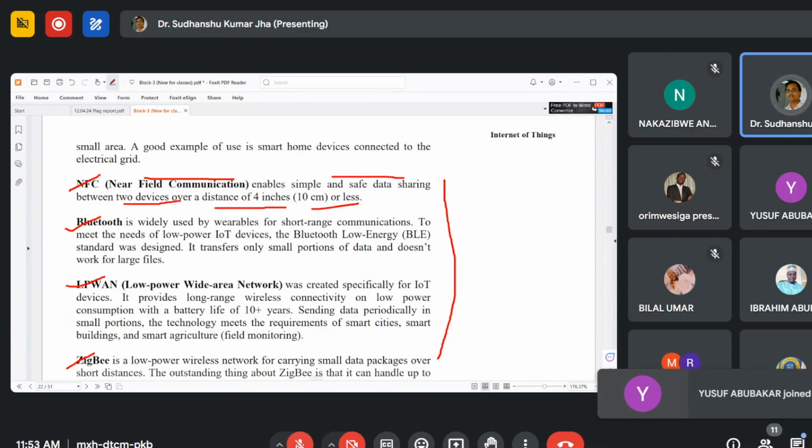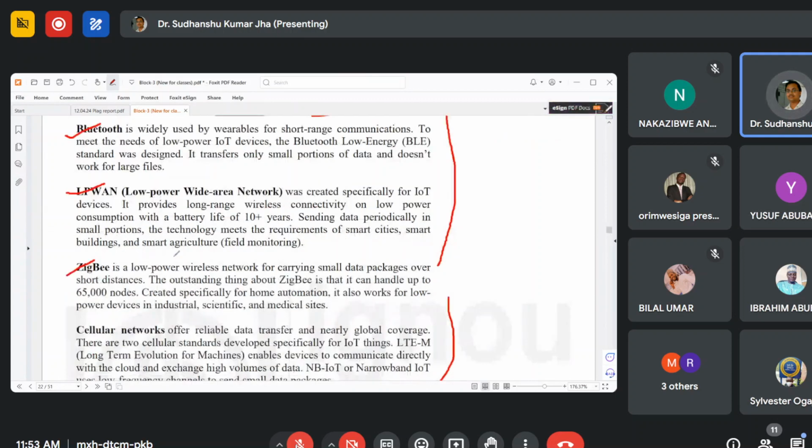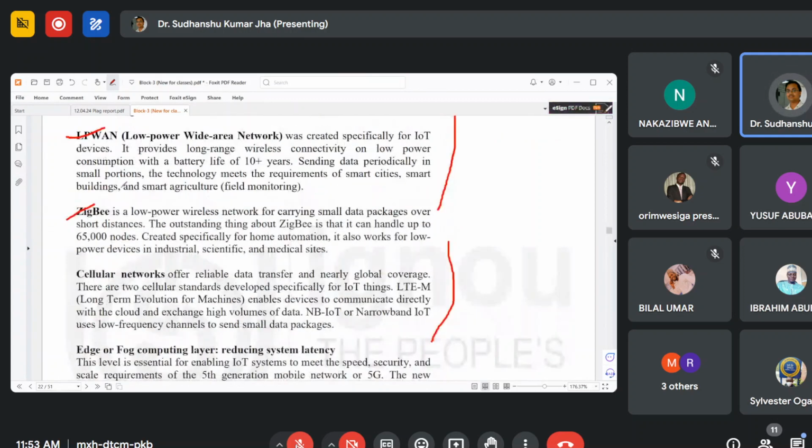For example, if you have an NFC-enabled smart card, you just need to pass it over the NFC reader, and it will automatically capture the information. Similarly, we have Zigbee technology. Zigbee technology can handle up to 65,000 nodes, depending upon the different kinds of networks.